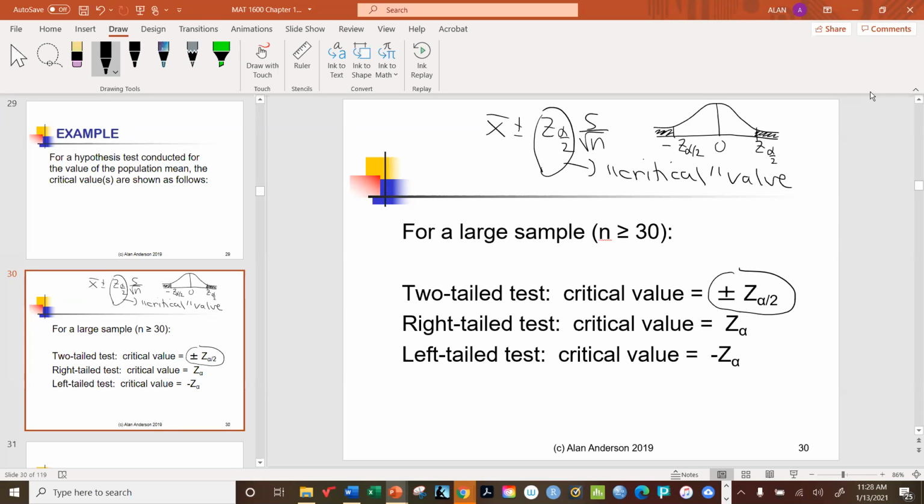On the other hand, if you're only conducting a right-tailed test, let's say you're only interested in whether or not the mean is above a certain value, then you only need one critical value. So let's see if I can squeeze that in here.